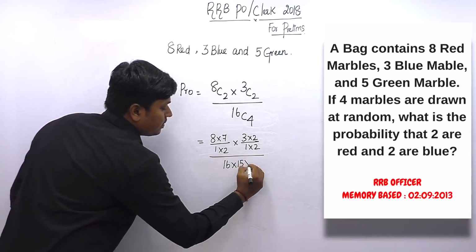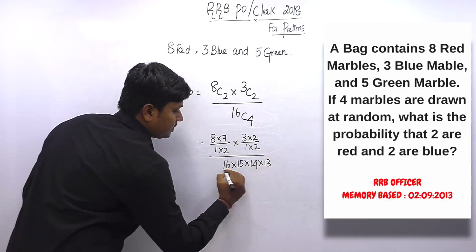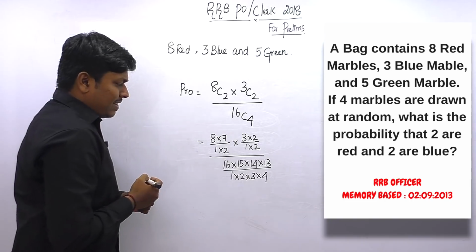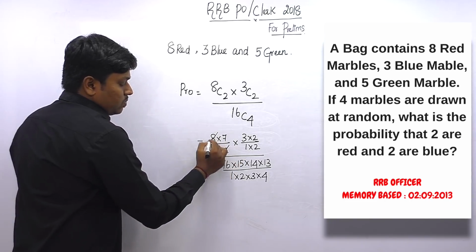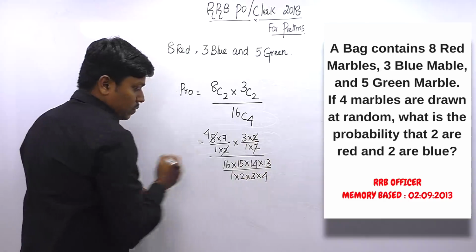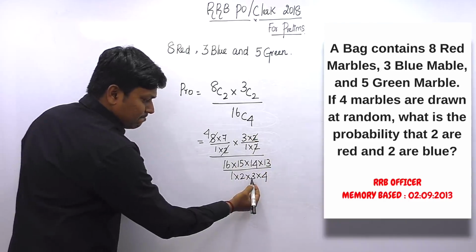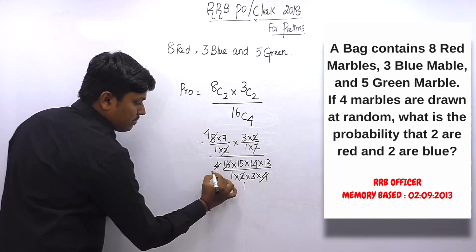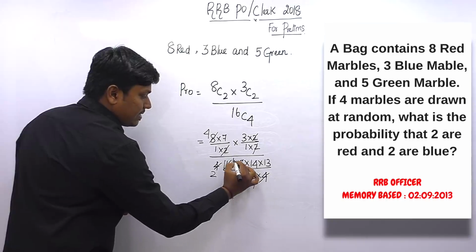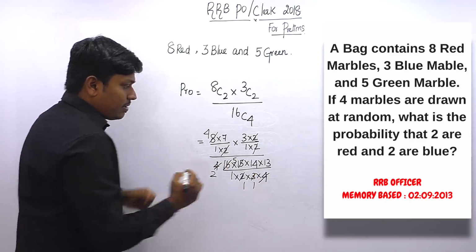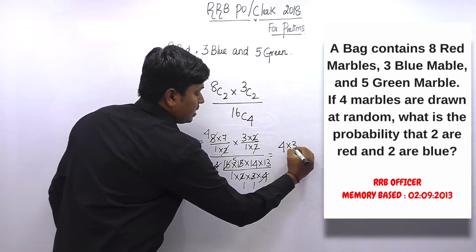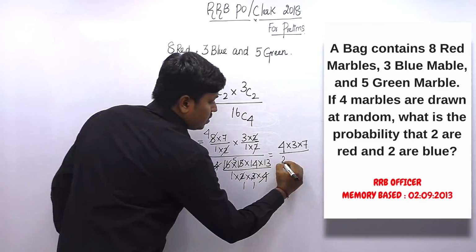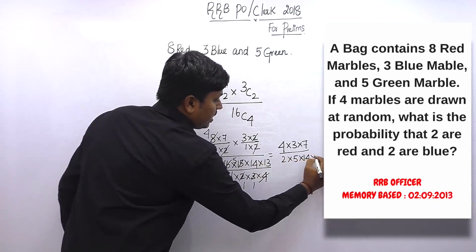So 16, 15, 14, 13 divided by 1, 2, 3 and 4. Finally I think we can cancel this, right? 1 2s are 2, 4 2s are 8. Similarly we can cancel 2 and 2 here. Next we can cancel this 4: 4 times 16, 1 2s are 2, 2 times 4, then 1 3s are 3, 5 3s are 15. So finally in the numerator we have 4 into 3 into 7 divided by the denominator 2, 5, 14, 13.